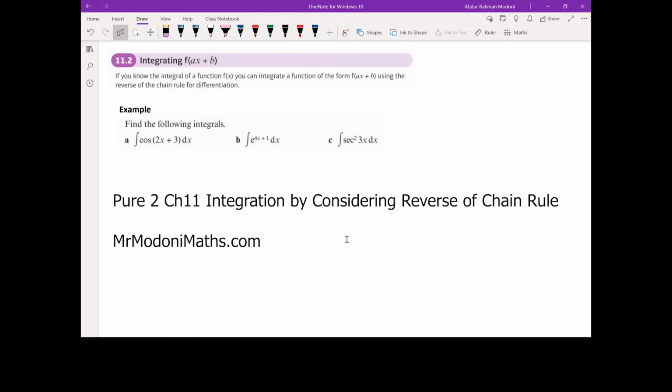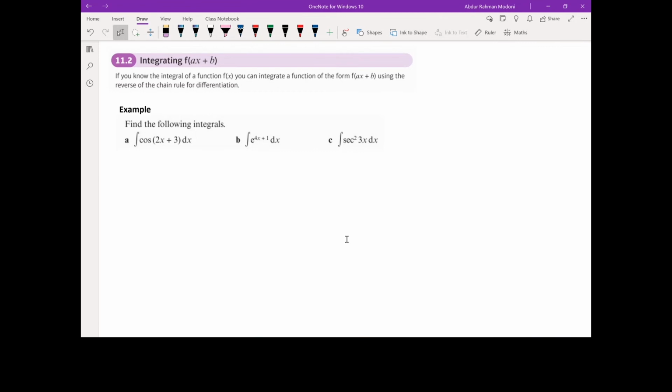So integrating functions in the form of f(ax + b). If we know the integral of a function, we can integrate a function of the form f(ax + b) using the reverse of the chain rule for differentiation. This is based on the understanding that integration is the inverse of differentiation. So if we know a function and what it differentiates to, then if we integrate it, we should get back to the same thing.